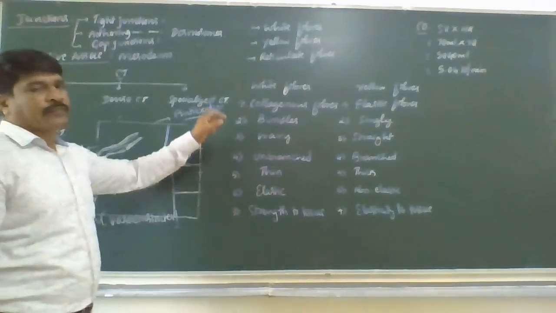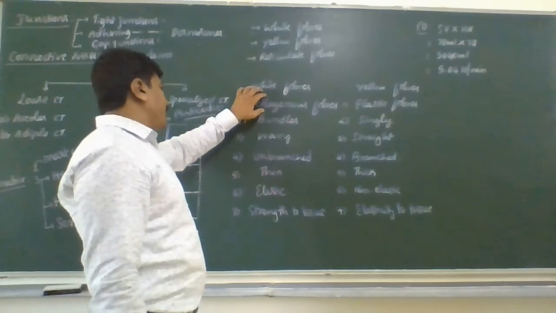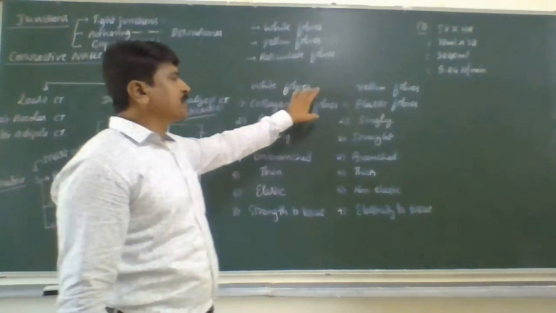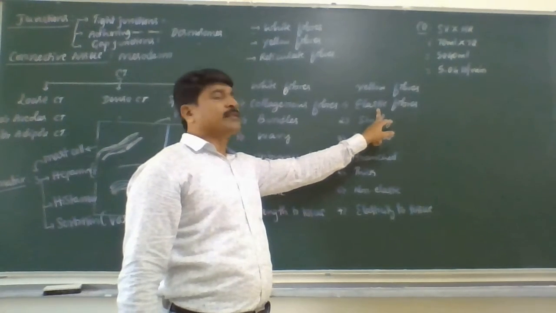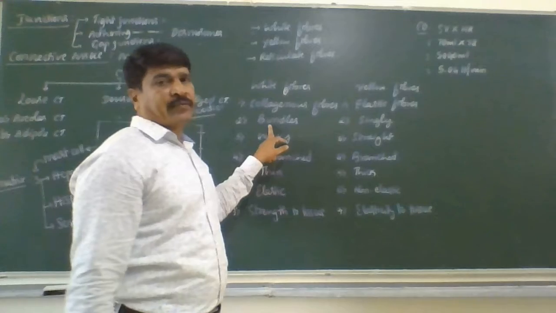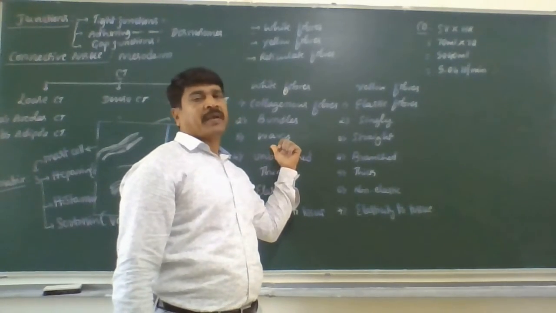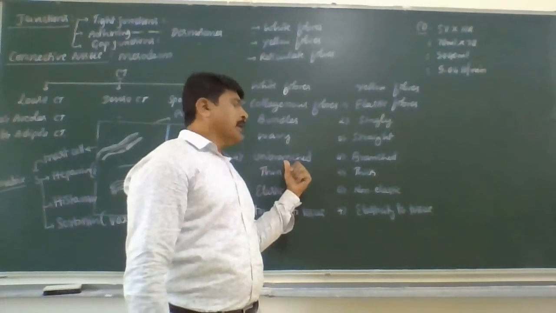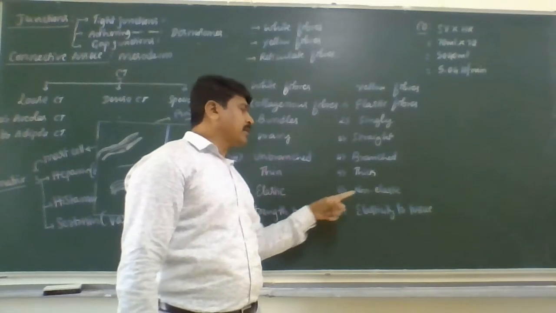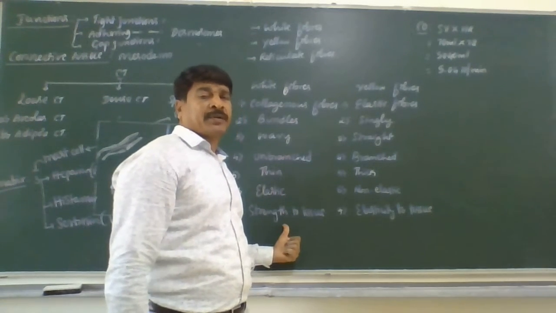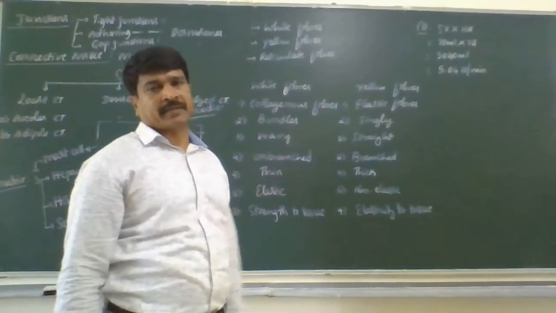Clear? So first one is the white fibers contain protein called collagen, hence they are also called collagenous fibers. Yellow fibers contain protein called elastin, hence they are also called elastic fibers. White fibers are found in bundles, yellow singly. They are wavy, straight, unbranched, branched, thin, thick, non-elastic, elastic. They give strength to the tissue, elasticity to the tissue. So these are the differences.